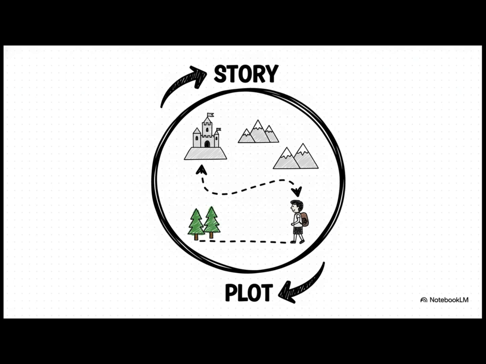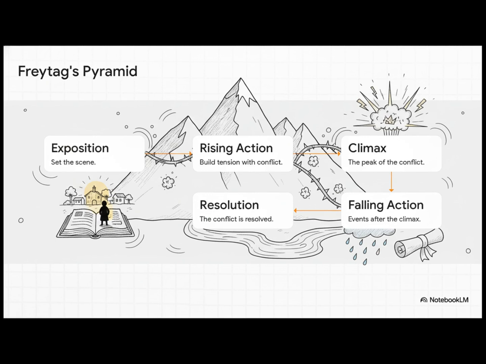The story is the whole world. It's the entire map. It includes the characters, the setting, the themes, the backstory, all of it. It's the big picture. The plot, on the other hand, is the specific path you draw on that map. It's the sequence of events, that chain of cause and effect that shows us what happens and why it happens. And a classic, tried and true way to structure that plot is something called Freytag's pyramid. It just gives your events a really satisfying shape. You start with exposition, setting the scene.